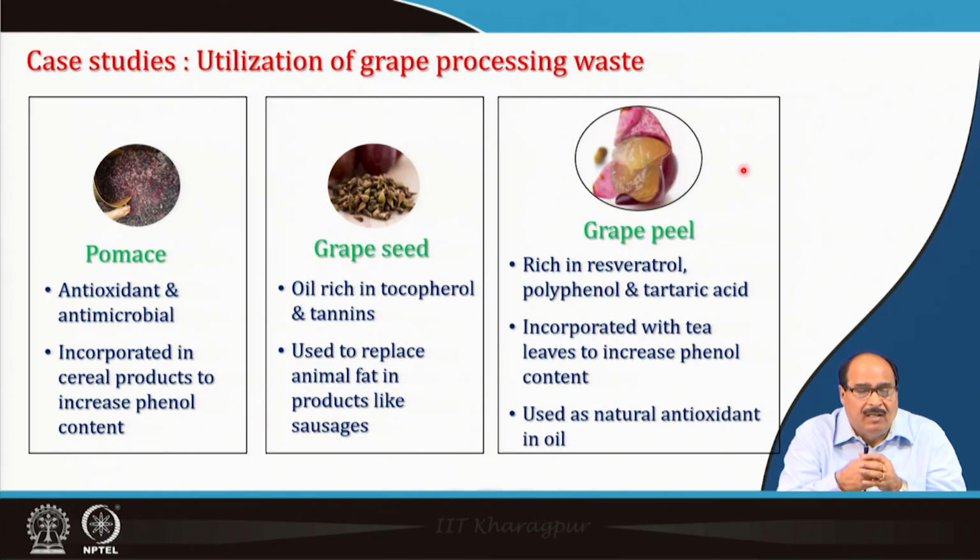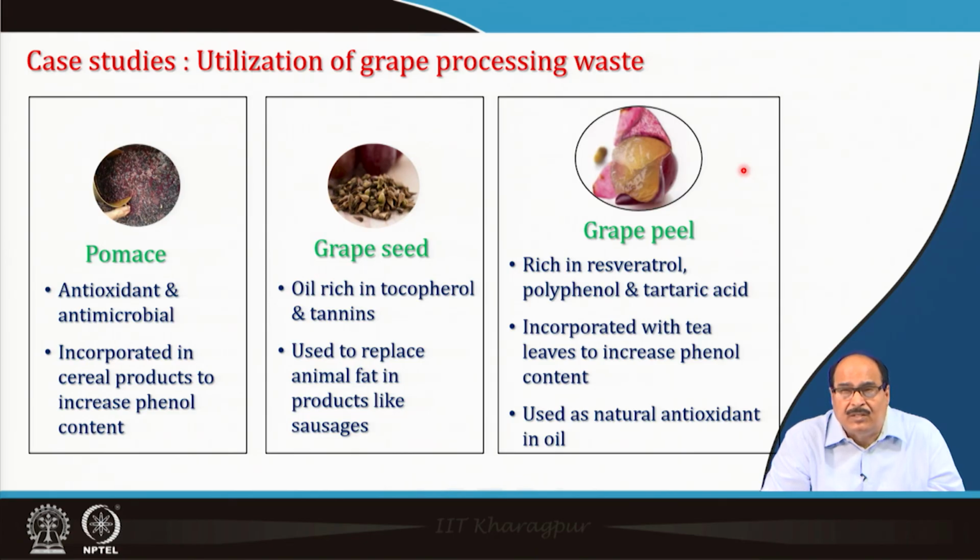Then the utilization of grape processing waste: pomace can be used for antioxidant and antimicrobial production, and it can be incorporated in cereal products to increase phenol content. Grape seed oil is very rich in tocopherol and tannins, and it is used to replace animal fat in products like sausages. Grape peel is again rich in resveratrol, polyphenol, tartaric acid, etc., and can be incorporated with tea leaves to increase the phenol content.